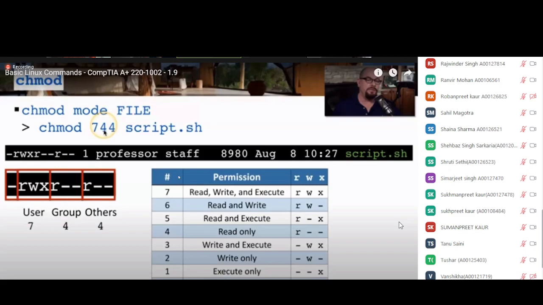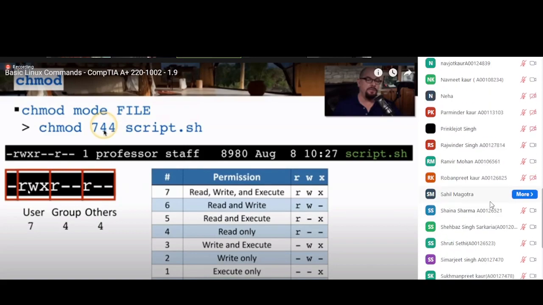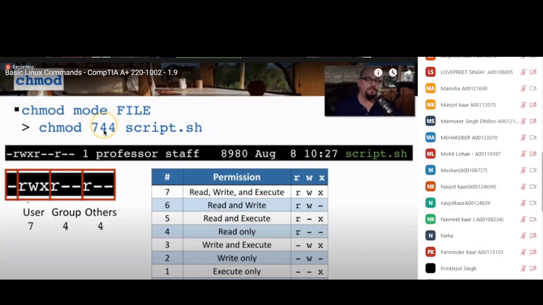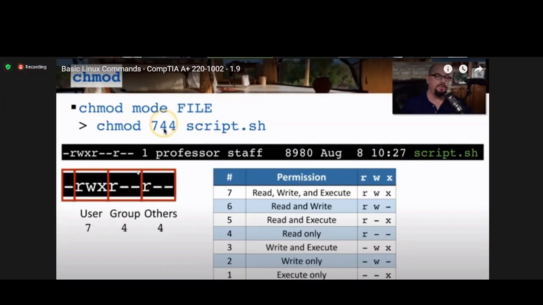Okay, so this table is very important. For example, I have already mentioned to you, when you look at the permissions, there are three groups. The first three letters belong to the owner. The next three letters belong to the group, and the last three belong to the others. So R means read permission.